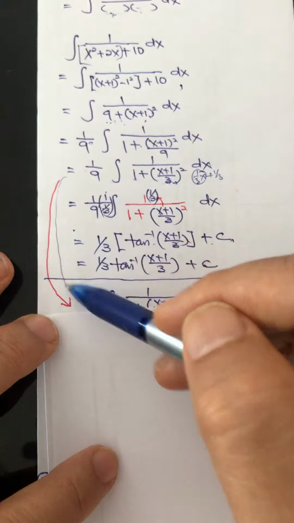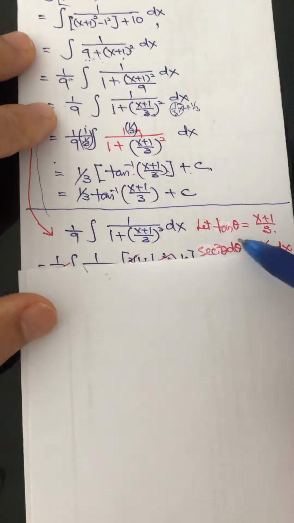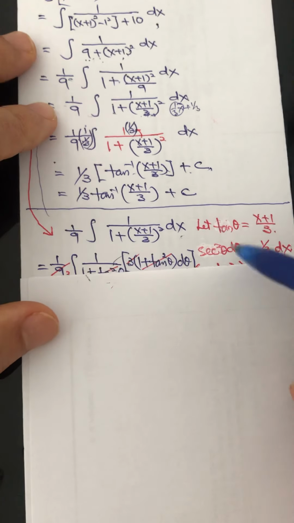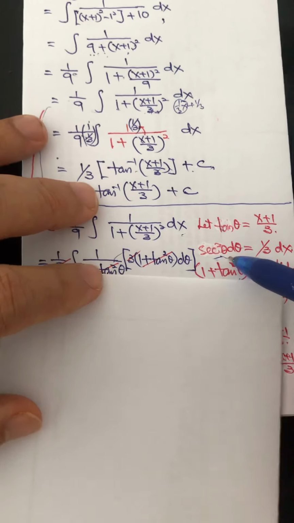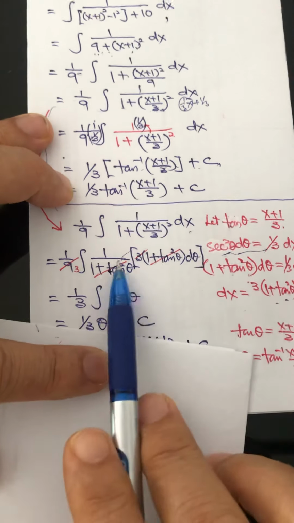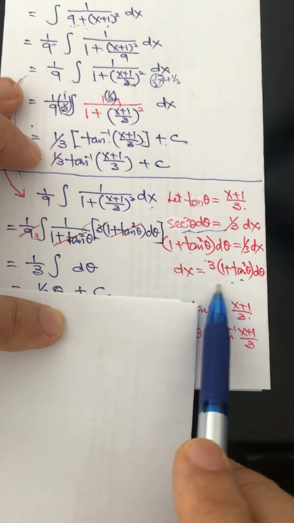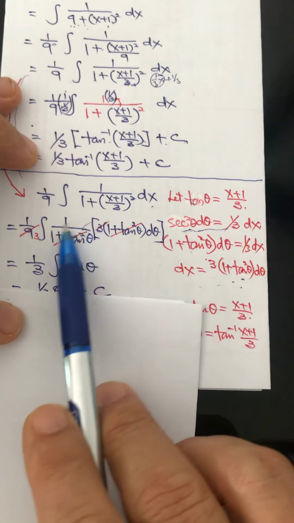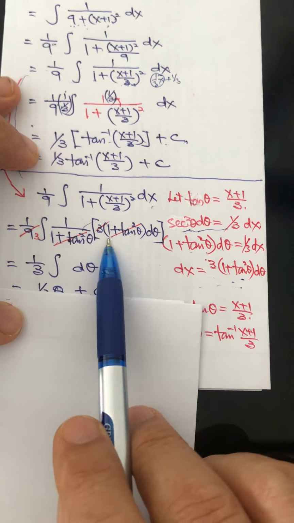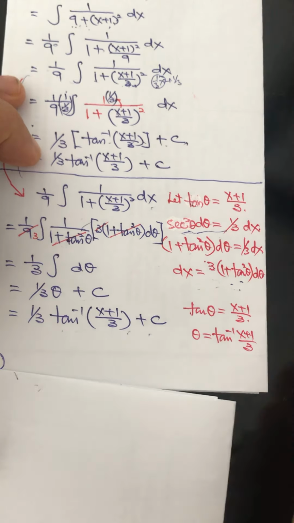If you want to show the step, you continue from here. What I do here, I substitute this one to be tangent theta. So you can go through tangent theta, I get secant square theta, differentiate, then I get this. Then after that, I substitute. Tangent theta is this one, I differentiate, I get only this one. Then this is 1 plus tangent square theta. Then I substitute here, I can cancel a lot of things, then I get this.